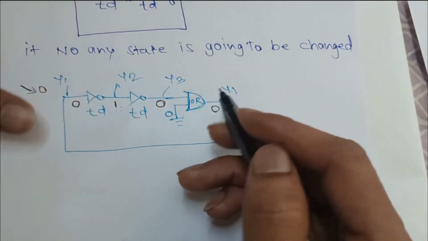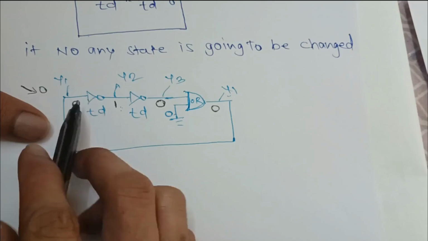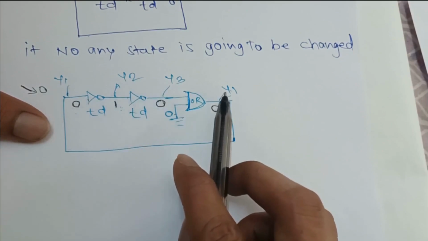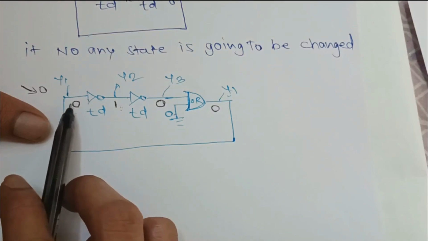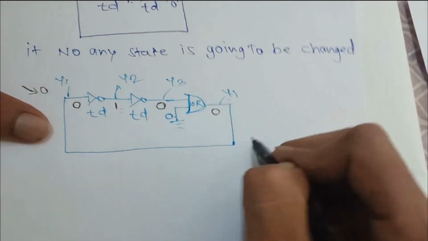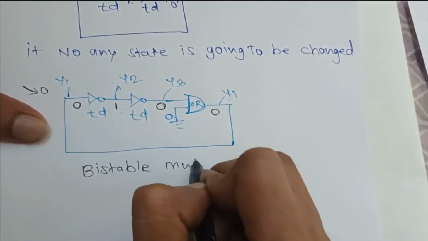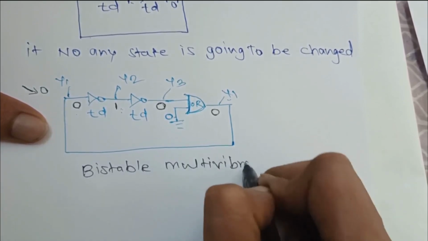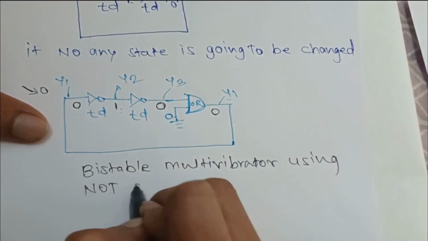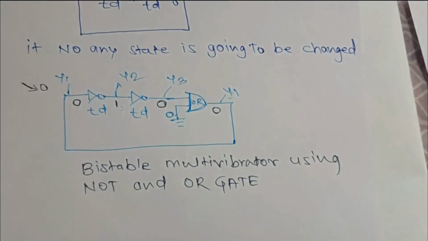If you see over here, there is no state change at any position. We have seen y1, y2, y3, y1. Here we have got y1 at 0, and the same y1 we have applied as the initial state. So there is no state change. So this is also a bistable multivibrator using NOT and OR gate. Hope this is clear to you all.